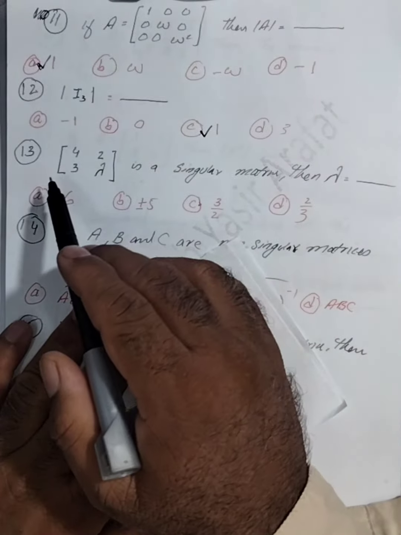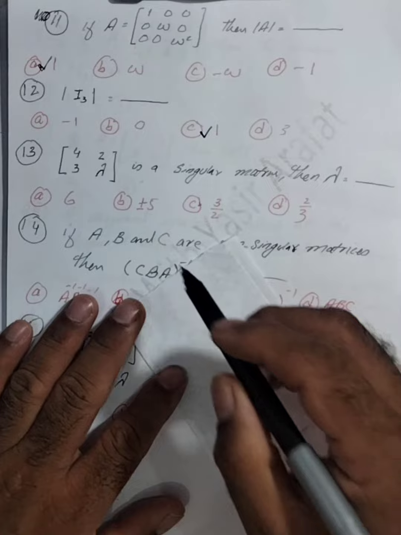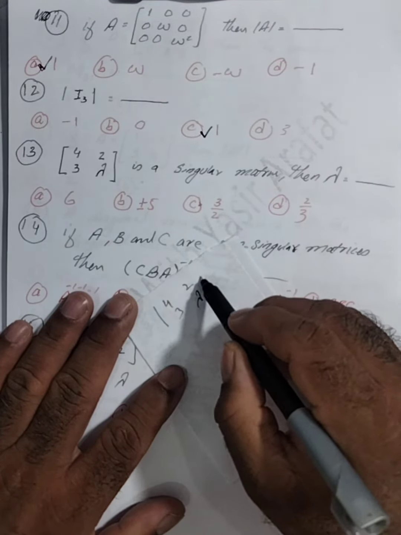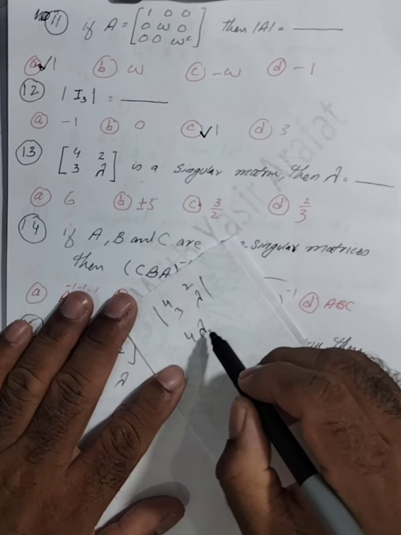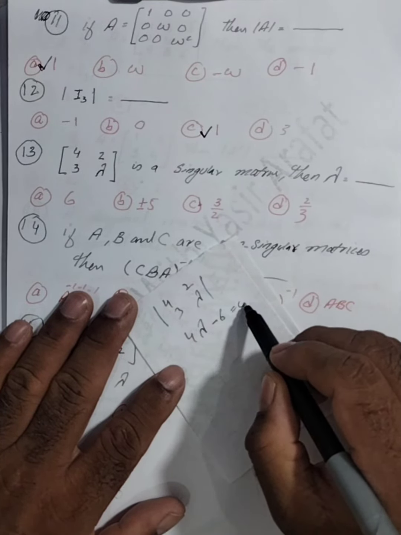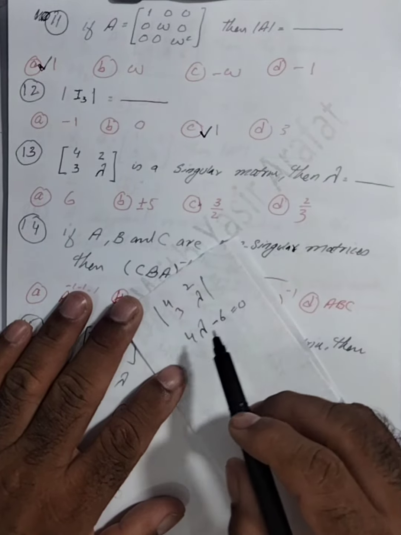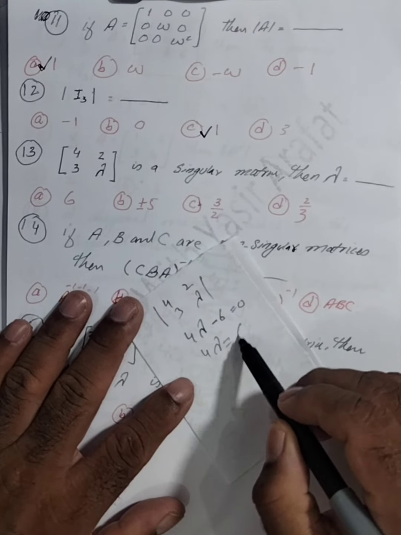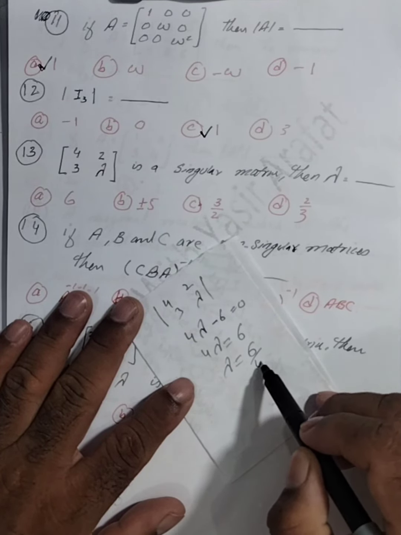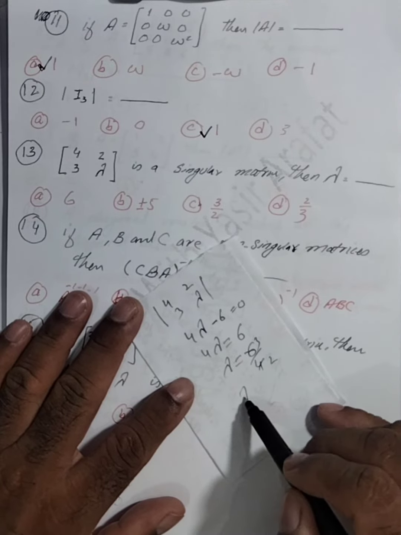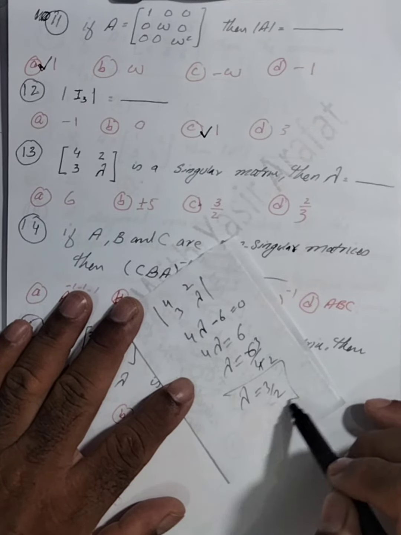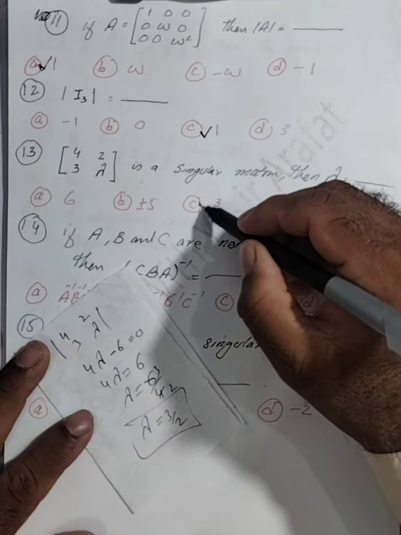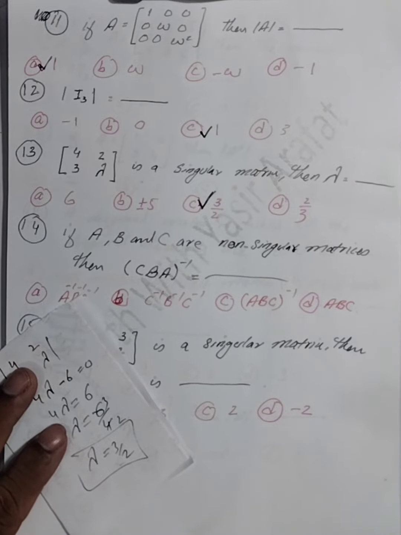So here the 13th MCQ, 4, 2, 3, 1. If we have to take out its determinant here, so that will be equal to 4, 2, minus 2, 3s are 6, equal to 0, because it is the singular matrix. So here it is equal to 6 over 4, 2 3s are 6, 2 2s are 4. So the correct value of the lambda when the matrix is singular is 3 over 2. That is the C option is correct here.